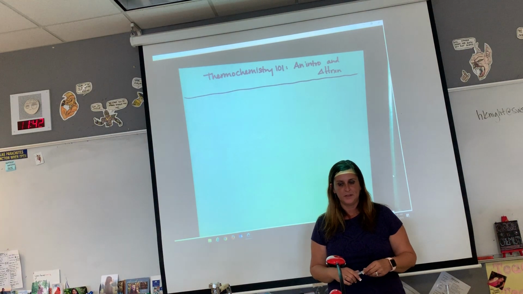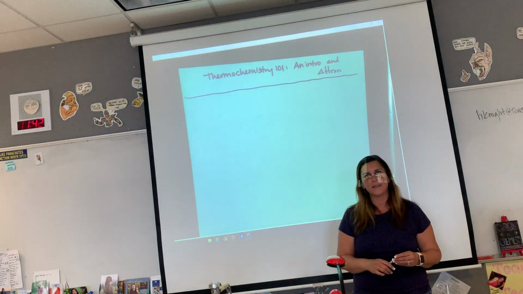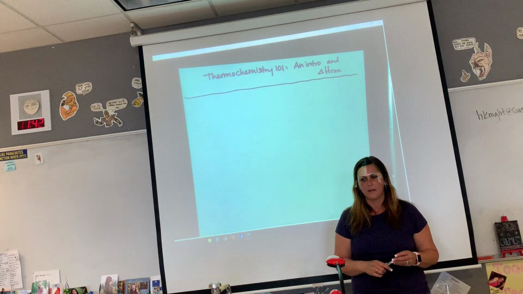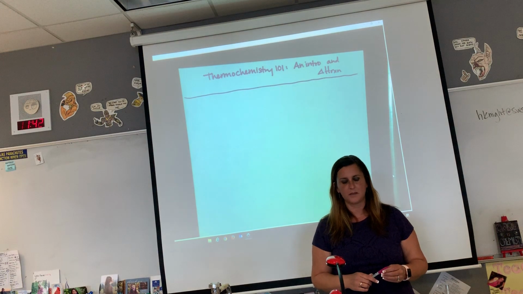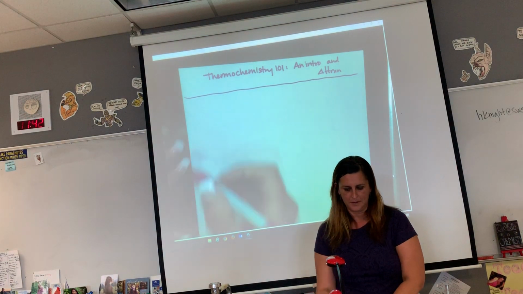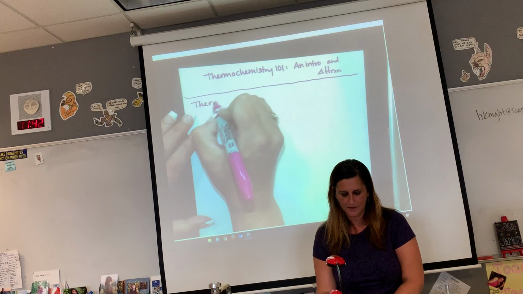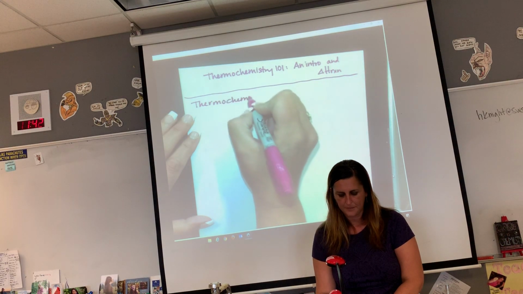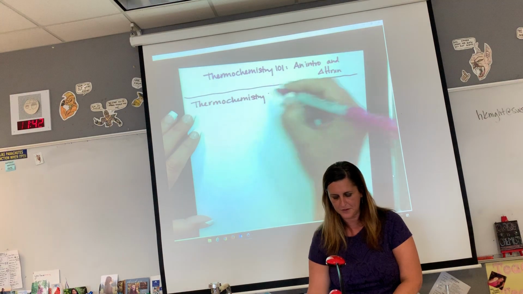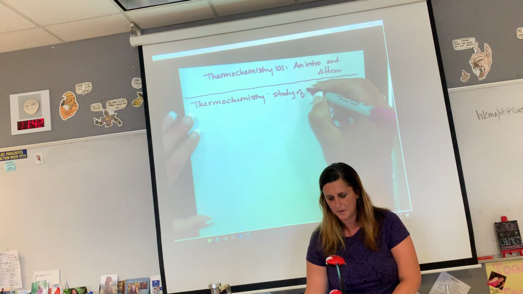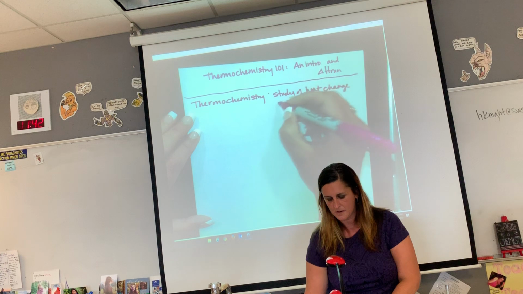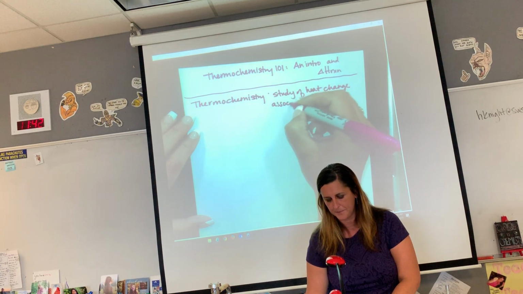organized. So this is part one of Thermochemistry 101, and all we're doing today is talking a little bit about enthalpy and work and heat, and then we'll also talk about heats of reaction. Okay, so we just want to do a really basic definition for thermochemistry, and that is just the study of heat change associated with a reaction.